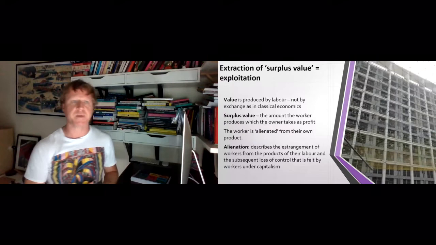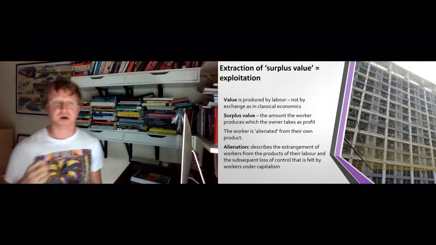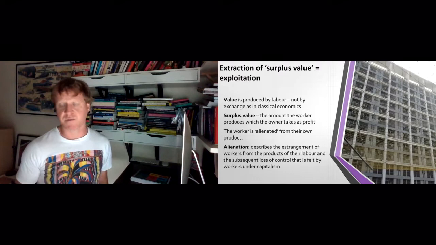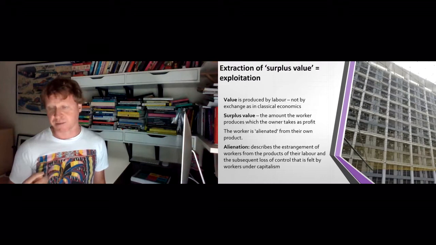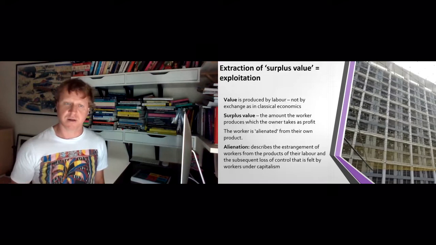In terms of what the relations of production produce, is the extraction of surplus value, which essentially for Marx is exploitation. So value is produced by labour. The actual living, breathing, working blood, sweat and tears of people doing the work is the thing that produces value, not, as classical economics puts it, exchange. What happens here is the amount the worker produces beyond the subsistence is surplus value, and this is extracted as profit.